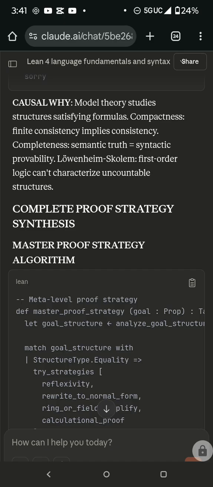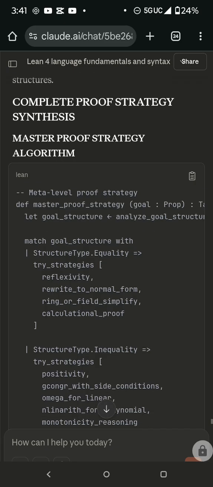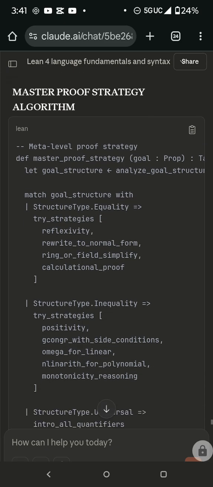Continuing, causal Y: model theory studies structures satisfying formulas. See, the AI here understands these things intrinsically, and we only had a few messaging rounds. See the power? Compactness: finite consistency implies consistency. Completeness is essentially the semantic truth being equal to the syntactic provability. Further, as shown, Löwenheim-Skolem: first order logic can't characterize uncountable structures. Next, complete proof strategy synthesis.